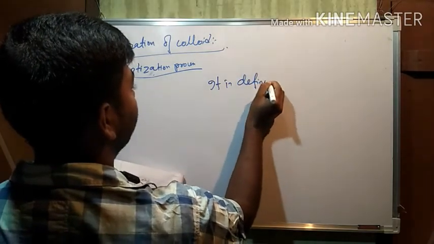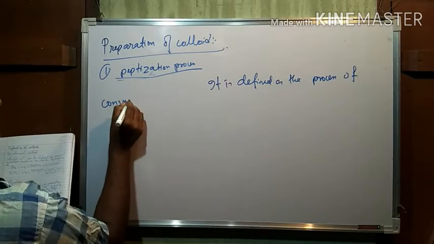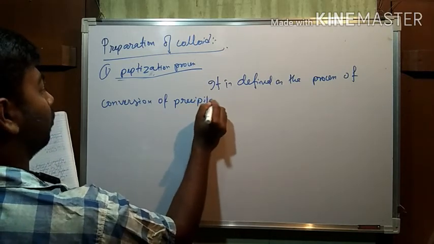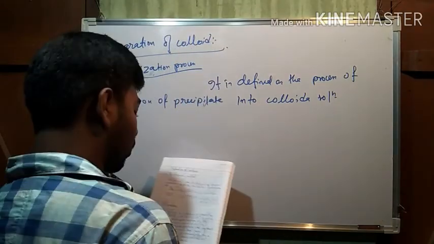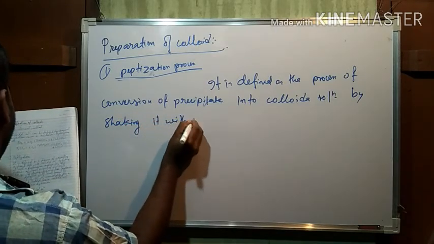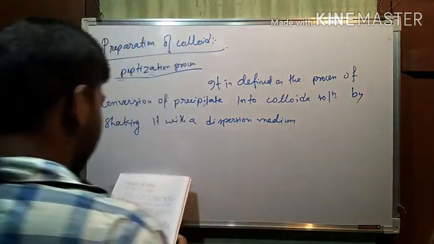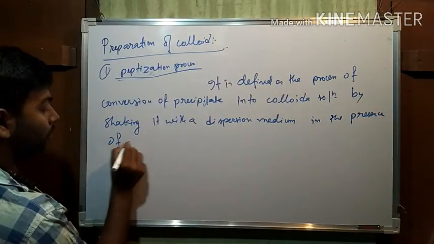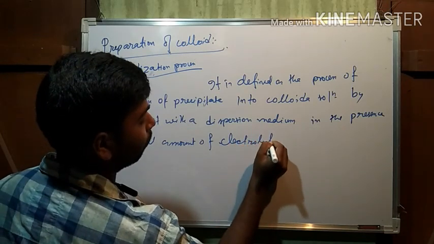It is defined as the process of conversion of precipitate into colloidal solution by shaking it with a dispersion medium, in the presence of a small amount of electrolyte.